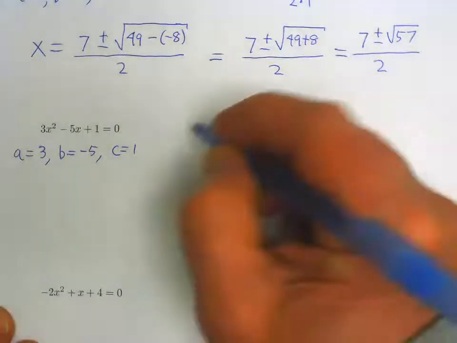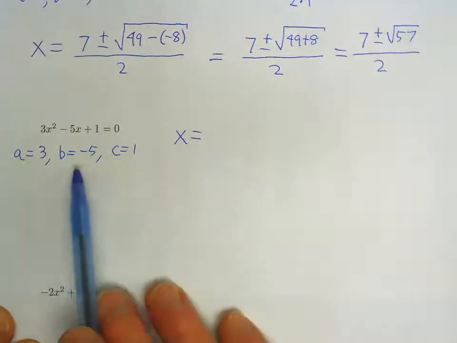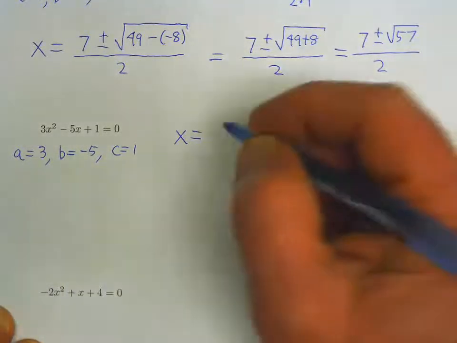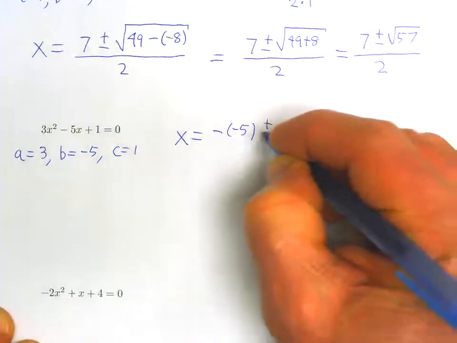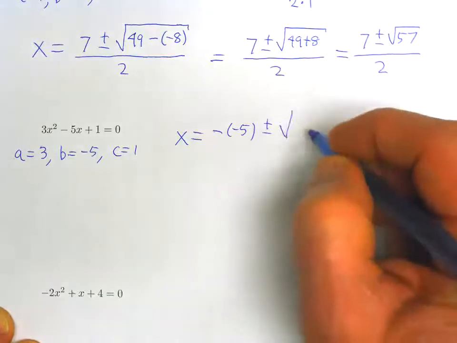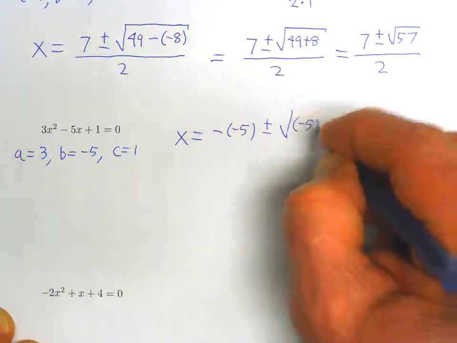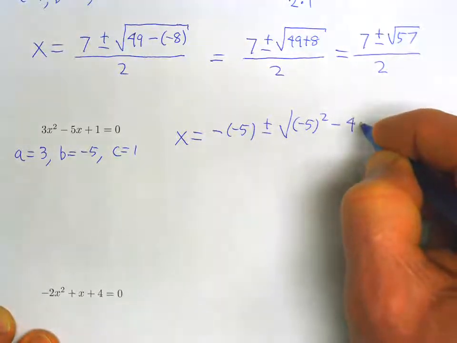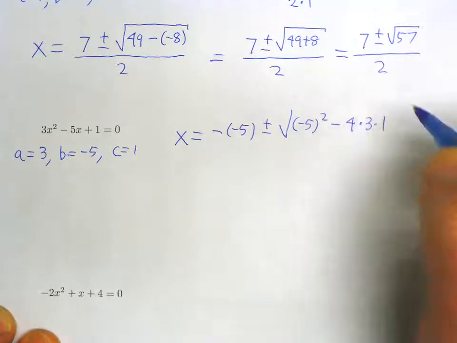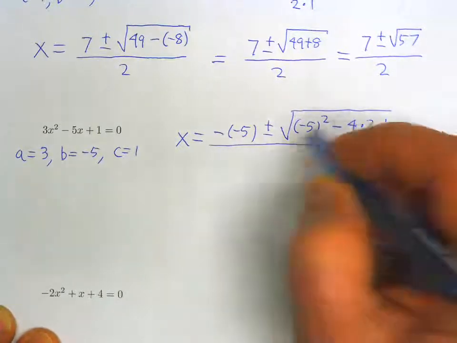Okay, so we put those numbers into the quadratic formula. X equals the negative of b. So in this case, it's the negative of -5 plus and minus the square root. Inside the square root, we have the number -5 squared minus 4 times 3 times 1. And this is all divided by 2 times 3.